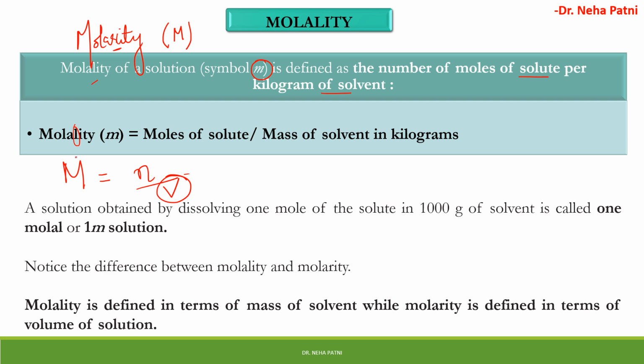I don't know any analogy for this, but this is the thing. If it is L, then make sure that it's not liter. That's how you're going to find it. Like, yeah, it's in kg. So a solution obtained by dissolving 1 mole of solute in 1000 gram of solvent is a 1 molal solution. When L is there, it's in kgs. And the difference, what we have seen up till now, is that molality is in terms of mass of solvent and molarity is in terms of volume of solution.